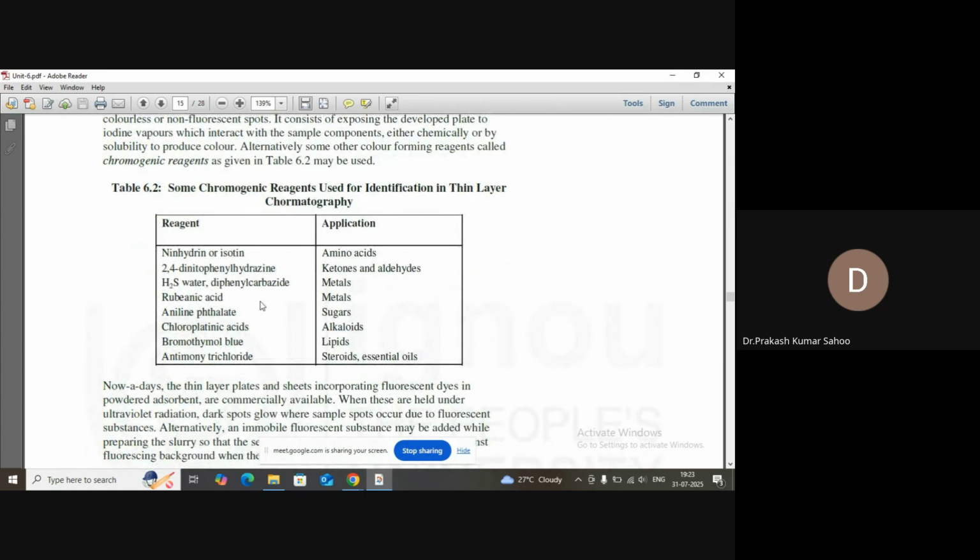And these are some chromatographic reagents which are color forming reagents. For amino acid it is ninhydrin, for ketones and aldehydes it is 2,4-dinitrophenylhydrazine. So all these things are there for you as color forming reagents.